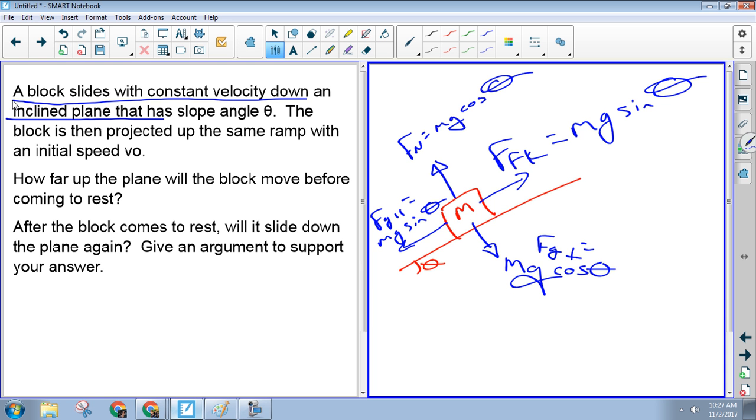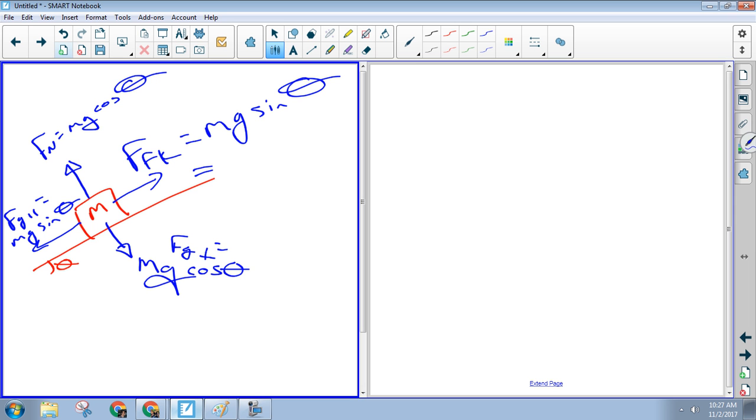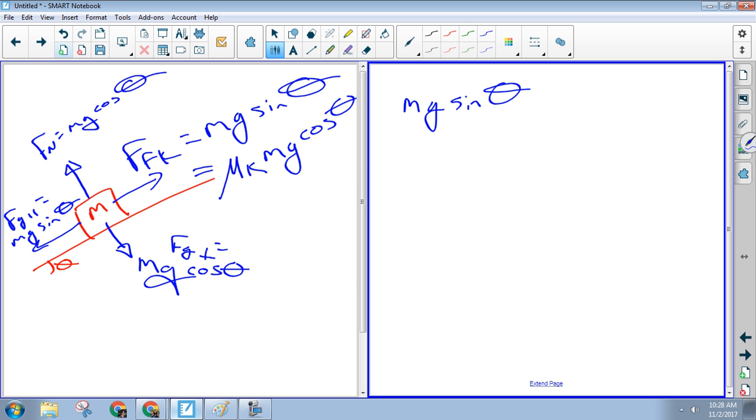All right, so I feel like I can use this to find something out. What should I probably use this information to find? I also know another expression for my force of friction, don't I? It's also equal to my coefficient of kinetic friction times my normal force. Is everybody good up to there? All right, so what I know now is mg sine theta is equal to mu k times mg cosine theta.